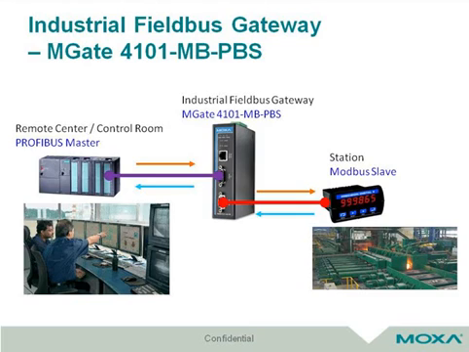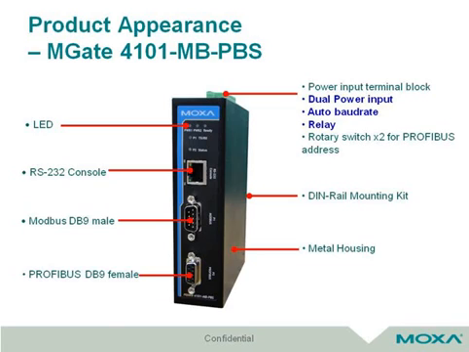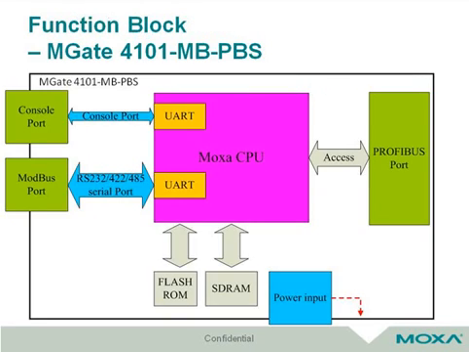as a Modbus master. As you can see in this slide, this is the MGate 4101-MB PBS. It's a Profibus to Modbus gateway, and it supports Modbus RTU/ASCII, dual power inputs, auto baud rate detection, and a relay mechanism to warn the end user if a power input fails. Here is the function block of MGate 4101, just for your reference.